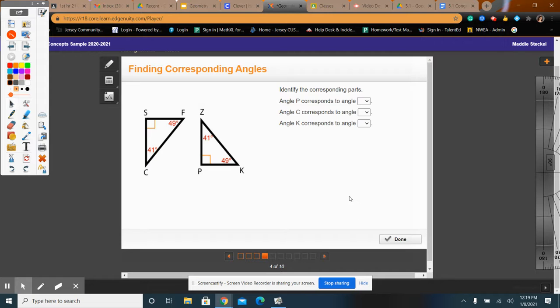Identify the corresponding angles in the figure. Okay, so what does P match with? Well, P looks like it has the box, which will match with angle S. C has the 41, matches with Z with the 41. And K has the 49, which will match with F with the 49.